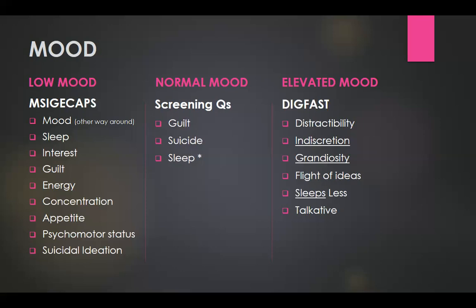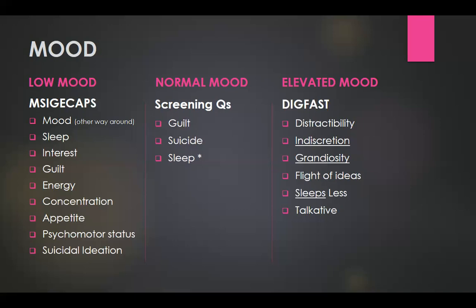Suicidal ideation. This is a very sensitive question. We can emphasize again and just tell our patient that this is a routine screening question we ask every patient.